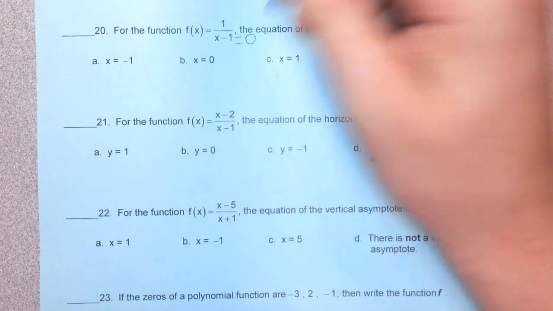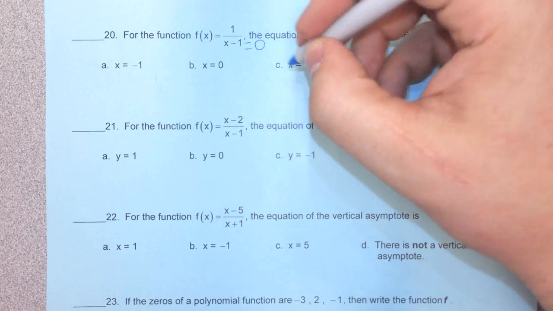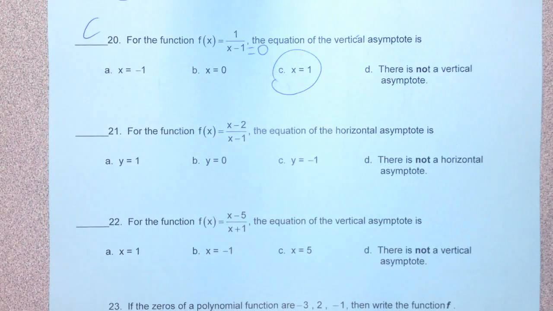For the function, it's the vertical asymptote again. So again, that's the one where you set the bottom equal to 0. So when you solve for that, we'd get positive 1. So that'd be that guy.